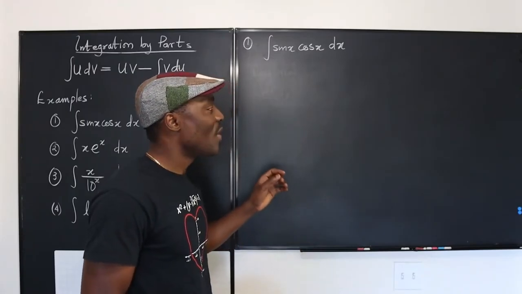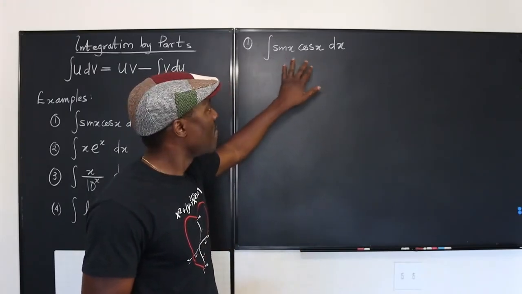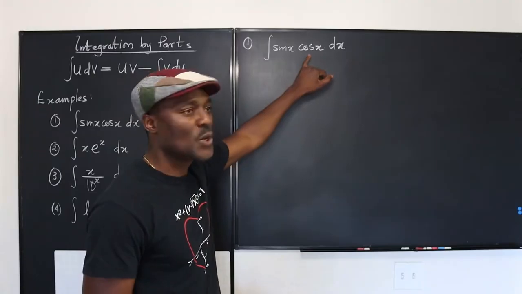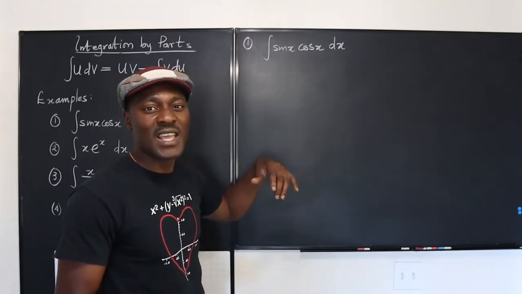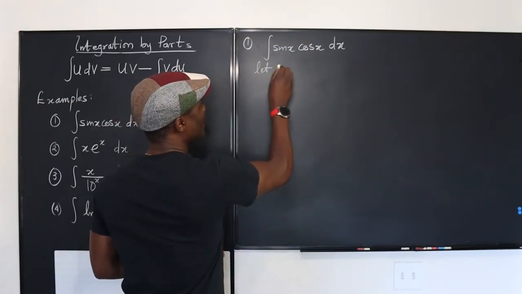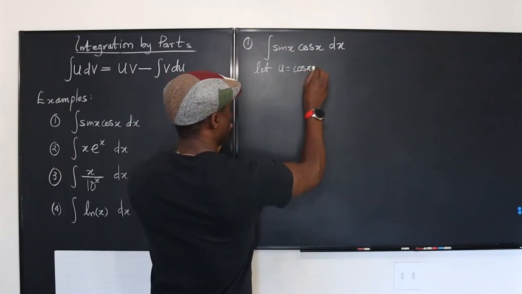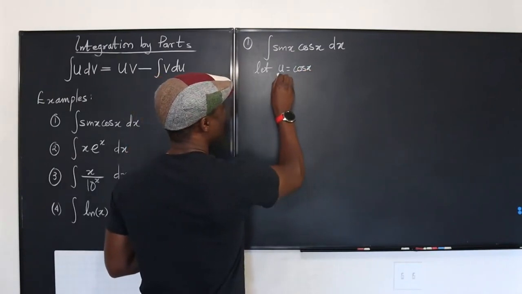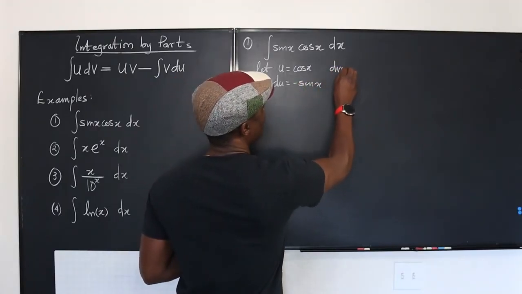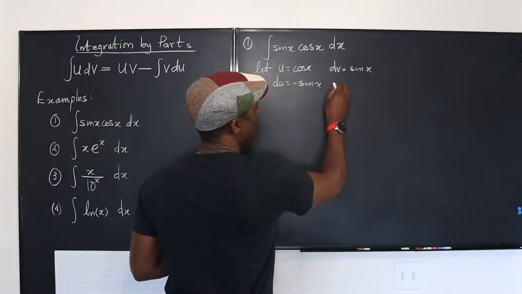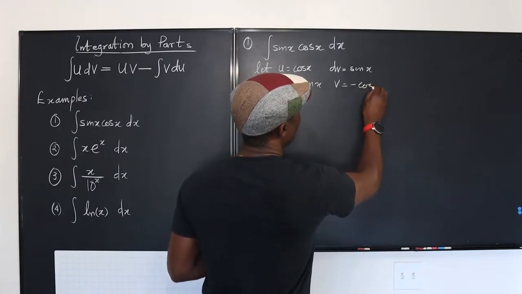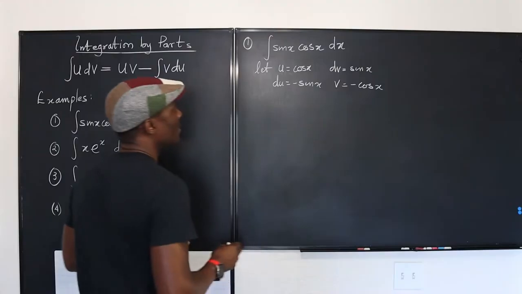Okay, but when you have this, because they alternate, I'm sure you can switch them. So let's just try out making u cosine x and dv sine x and see what kind of answer we're going to get. Okay, so let's do it. So we say let u be equal to cosine x, and we have du will be equal to negative sine x. So we have dv equals sine x, and then we're going to have v will be equal to negative cosine x. So let's use our formula.